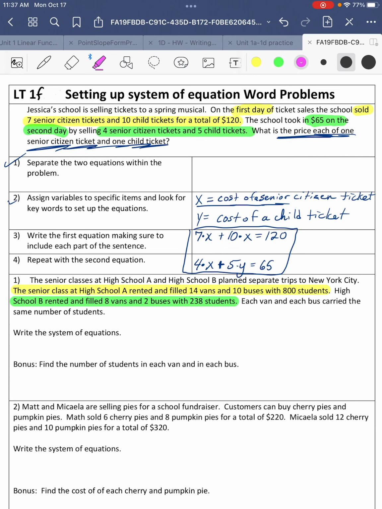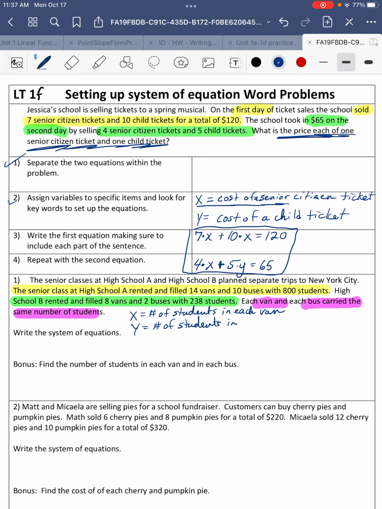Look at what it says: each van and each bus carries the same number of students. We don't know how many students are in each van and in each bus. So those are going to be our variables. x is going to equal the number of students in each van, just because the vans are first, and y is going to equal the number of students in each bus.